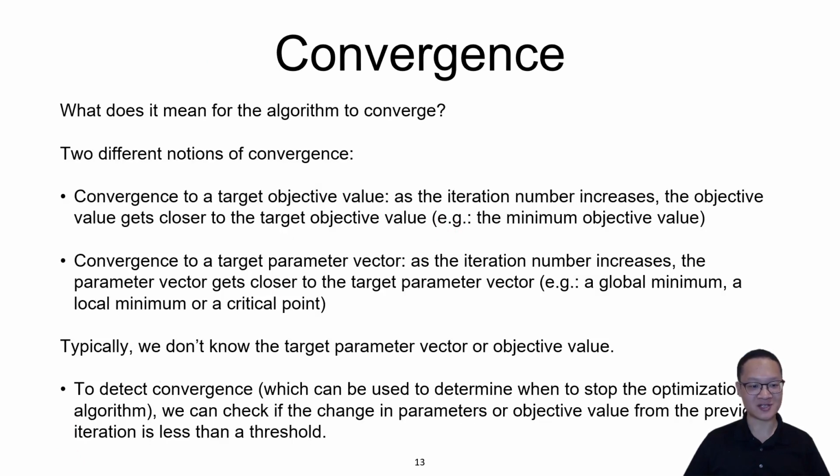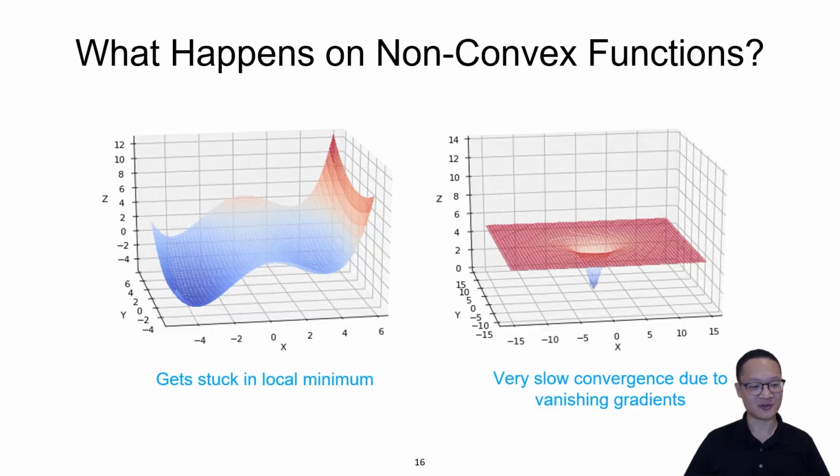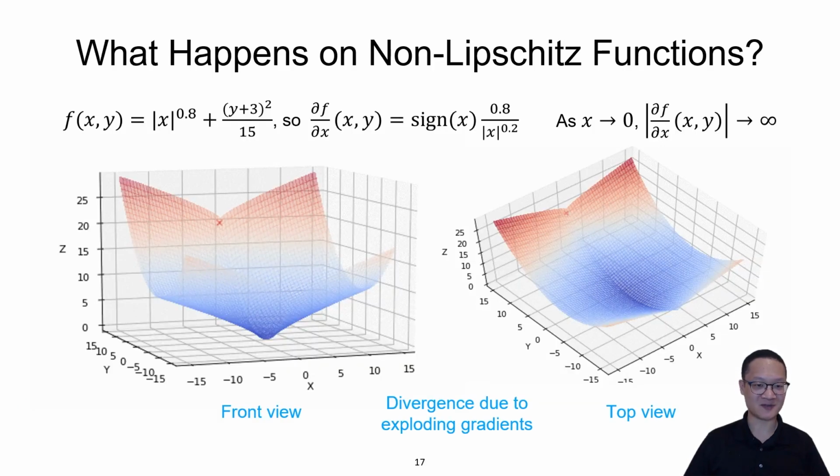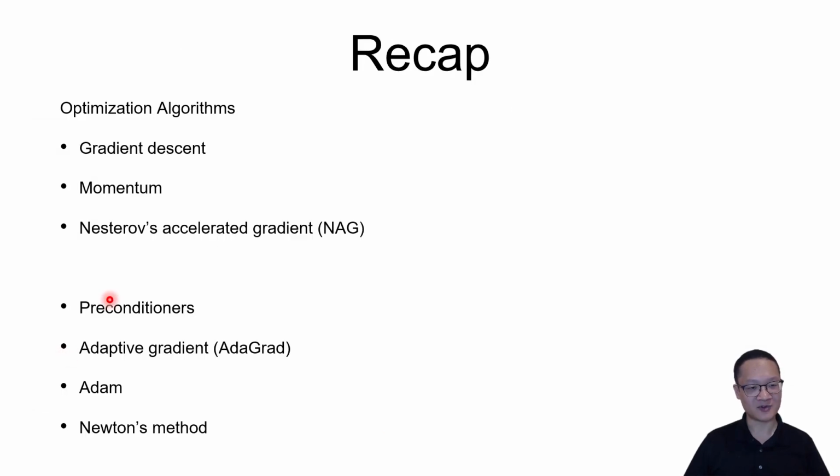We looked at convergence guarantees, and we also looked at what happens when the objective function is not convex. And sometimes, even when the function only has one local minimum, which is the global minimum, bad things could still happen. Then we proceeded to look at other variations of iterative optimization algorithms.